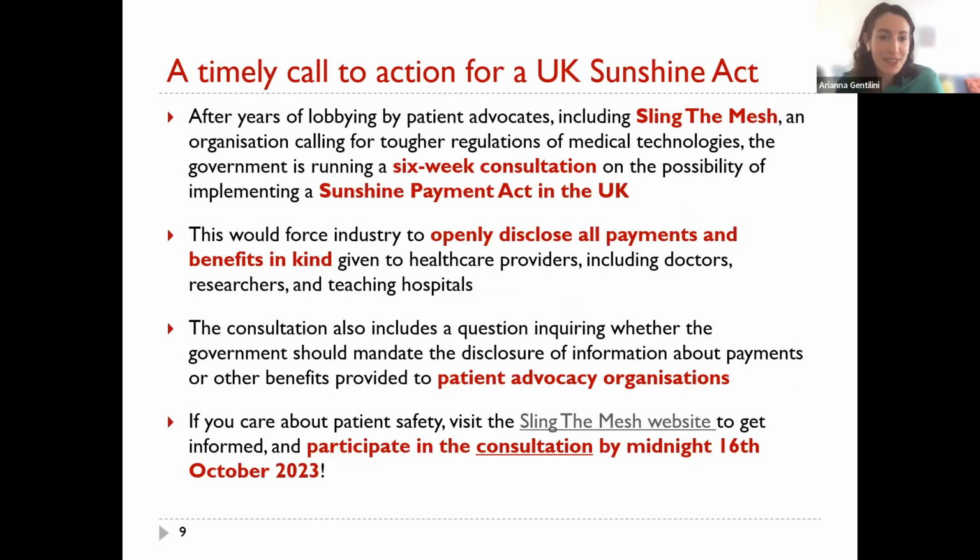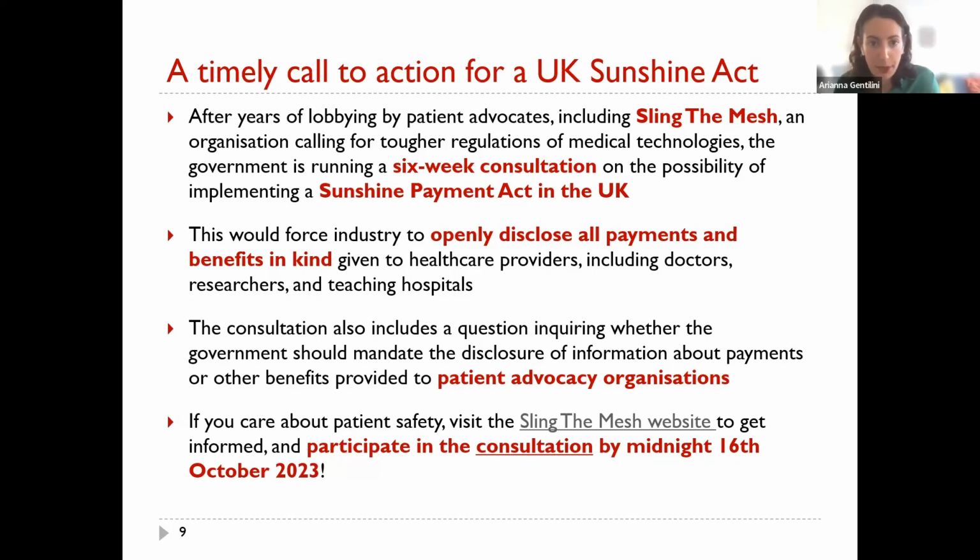And it's very interesting to do this presentation today because it's a very particular time for this topic, because after years of lobbying by patient advocates, the UK government is running a 6-week consultation that is currently open on the possibility of implementing a Sunshine Payment Act in the UK.